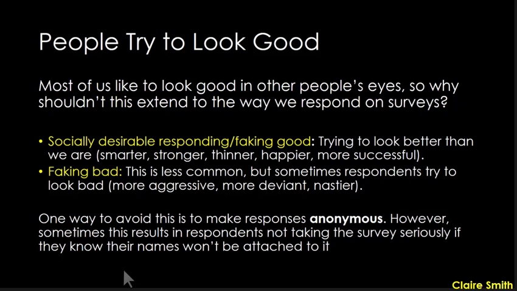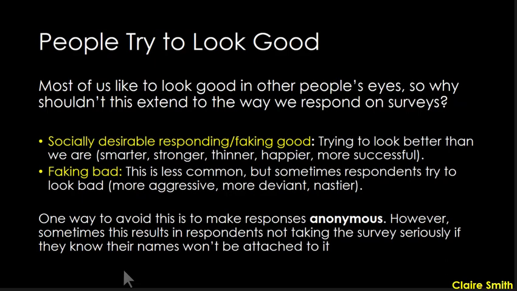Also, there are instances where people want to look bad. It's known as faking bad. Obviously, this is going to be less common, but sometimes respondents try to look bad. They're going to try to be more aggressive, deviant, nastier, whatever it is, for whatever reason they think this is what they want. But they pick answers to try to make them appear a certain way.